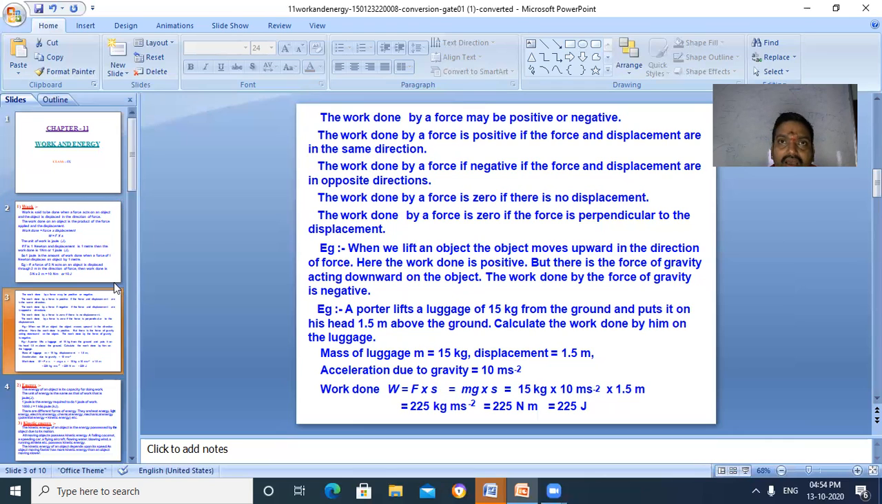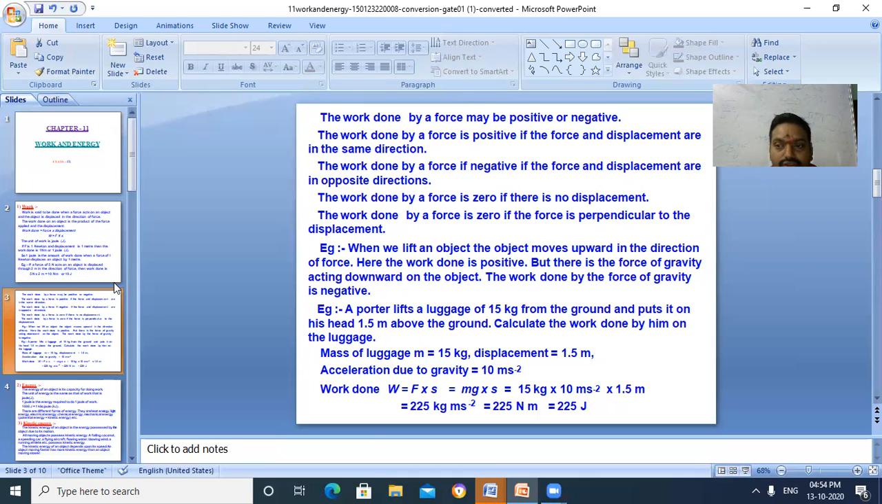We are not considering the vector product here. When you simply consider the scalar product, that is F dot S, then cos theta comes into the picture: F S cos theta. Magnitude-wise, work is not only force into displacement, it is also multiplied by the cosine of the angle between force and displacement, that is theta.